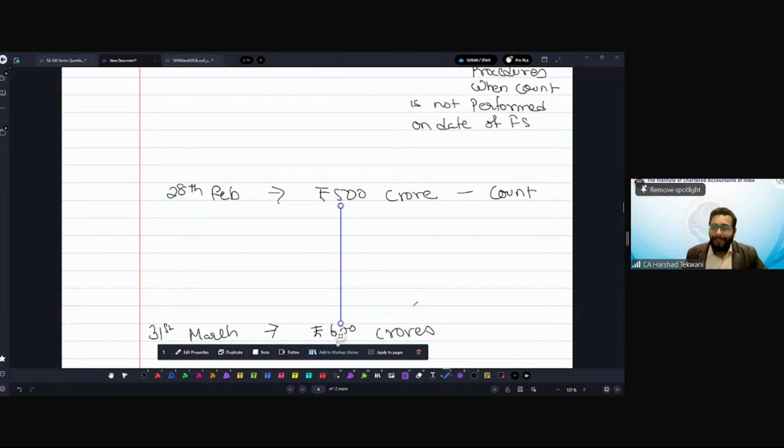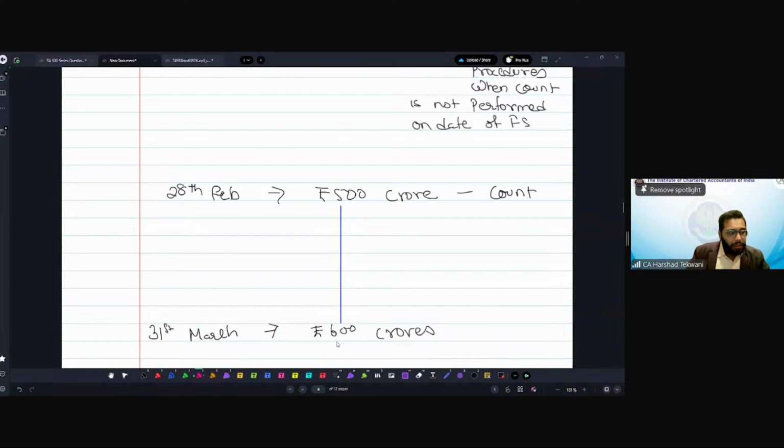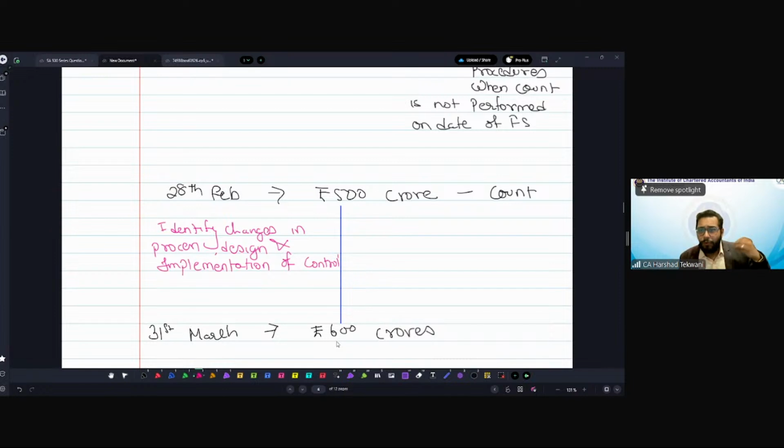from 28th Feb to 31st March, I will identify changes in the process, design, and implementation of control. I will understand, is there any change in the process from 28th Feb to 31st March? Is there any change in the design and implementation of the controls over the inventory? Or are they the same?